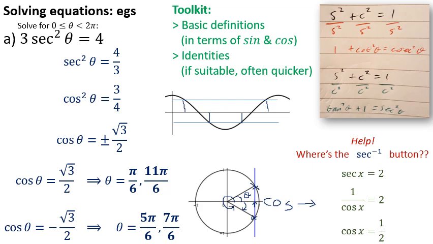In other words, 2 pi minus pi/6. Now, I quite like this method. It seems to work quite well.